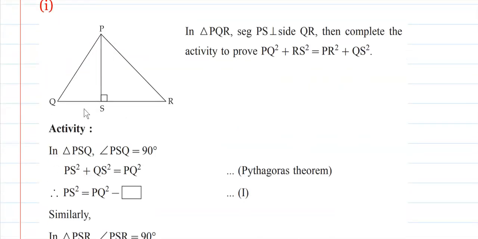Now see this here. In triangle PSQ, the measure of this angle is 90 degree. Okay, PS square plus QS square is equal to PQ square. Therefore, PS square is equal to PQ square minus QS square. This is the QS square. Okay, PQ square minus QS square.